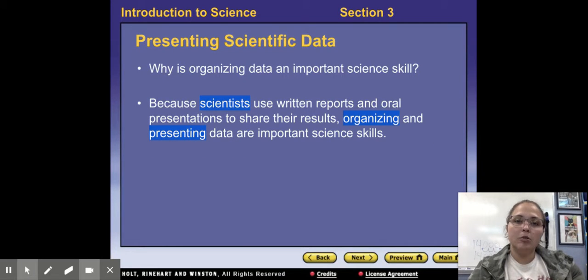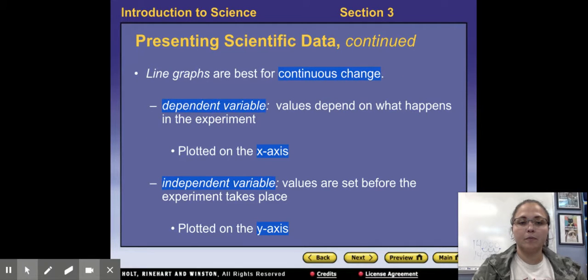Because scientists use written reports and oral presentations to share their results, organizing and presenting data are important science skills. Scientists are always wanting to share what they've learned, so they gather new knowledge by studying something, and they want to share that out. And so making sure that your data and thoughts are organized is important in order to get the point across and to be able to share those results.